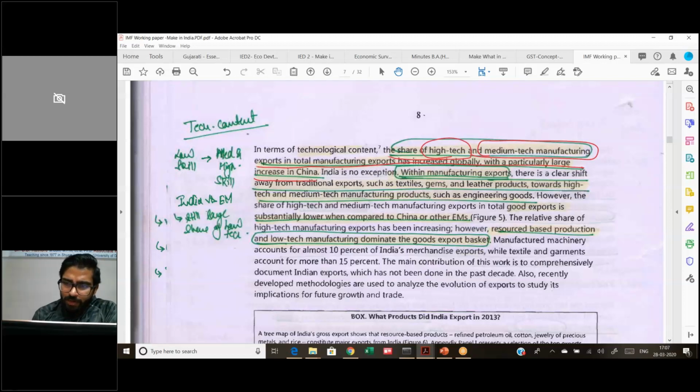Now even in India, we see that there is a clear shift in the manufacturing from traditional items like textiles, gems, leather products to high-tech items such as engineering goods. As I've told you, India has been exporting automobiles, some kind of engineering products as well. However, if we compare India to the other emerging economies, India still has a huge share of low-tech exports in its export basket. So India falls short when you compare India to its contemporary, which is the emerging market.